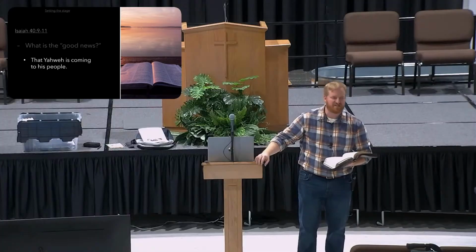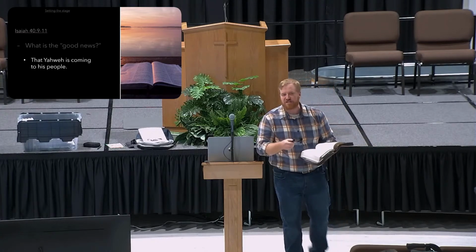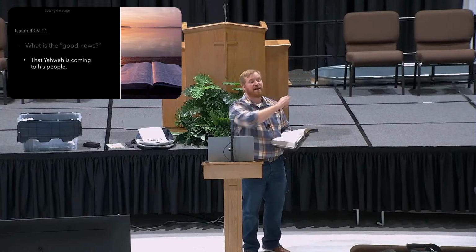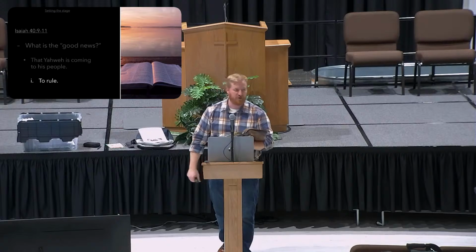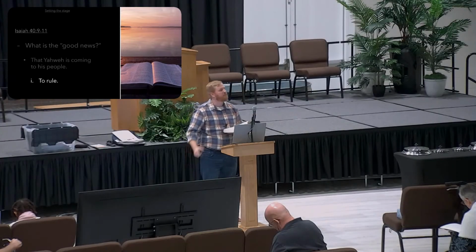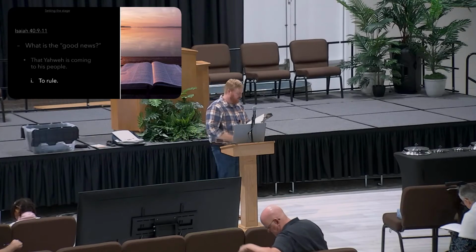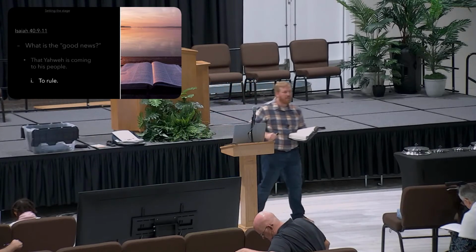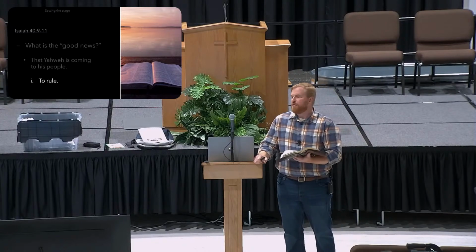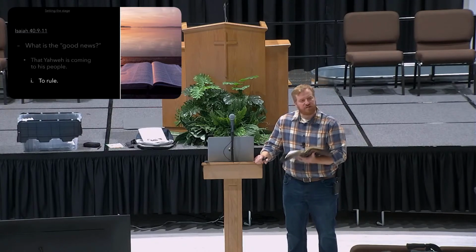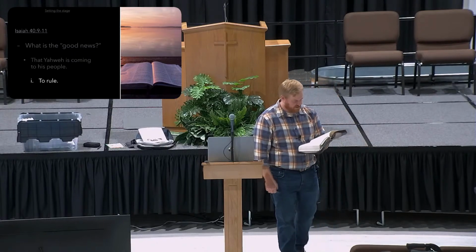The good news of Isaiah 40, the gospel of Isaiah 40, is that Yahweh is coming to his people, and he's coming to his people to rule. That's the next blank there in your book. He is coming to his people to rule as king. You see that in verse 10. His arm rules for him. The good news, the gospel of Isaiah 40, is that Yahweh is coming to reign as king.